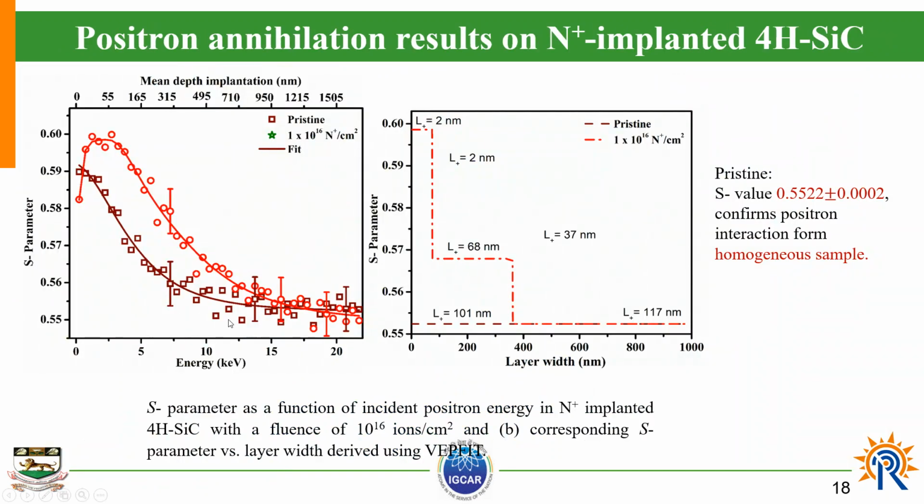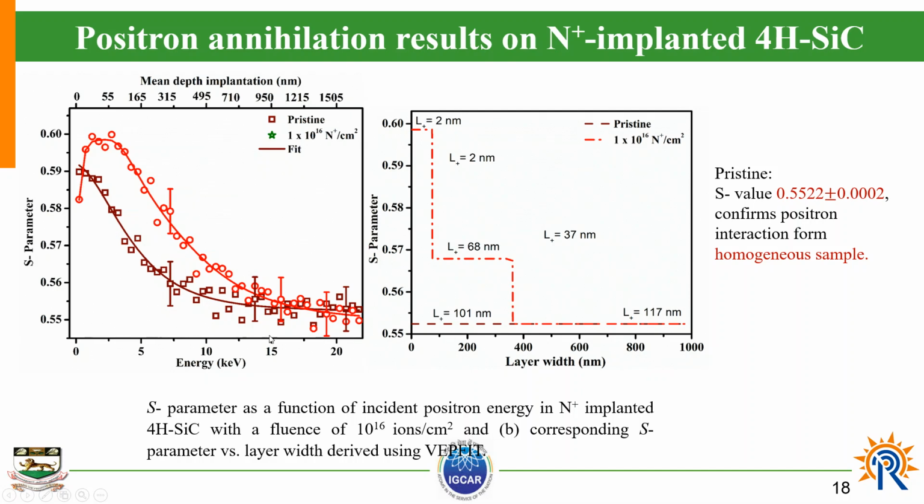So this is the result for the variable energy Doppler broadening spectroscopy. Each of these dots is an S parameter taken at that particular energy. After the required counts are reached, we get each data point, and it goes up to 22 keV. It takes around 1 to 2 days to complete this setup. After this, we fit the data using the variable energy Positron Fit to find out what type of defect it is.